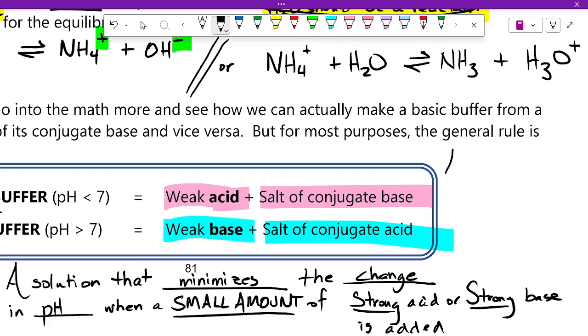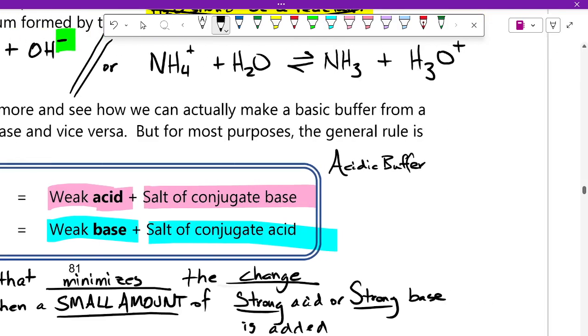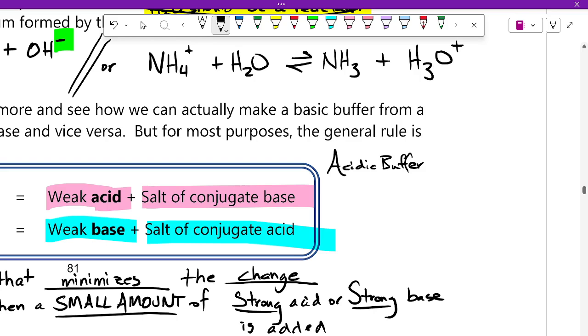And if you want an acidic buffer, what does it mean to be an acidic buffer? It keeps the pH constant. Yep. Keeps pH constant at less than 7. And what would we use to make an acidic buffer? WBSCA or WASCABA? WASCABA.